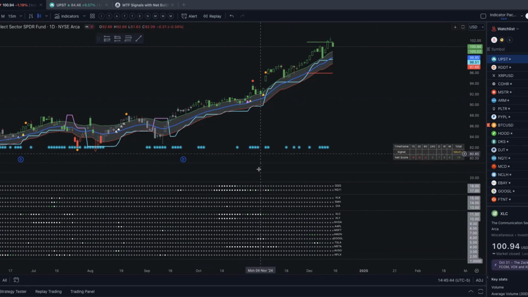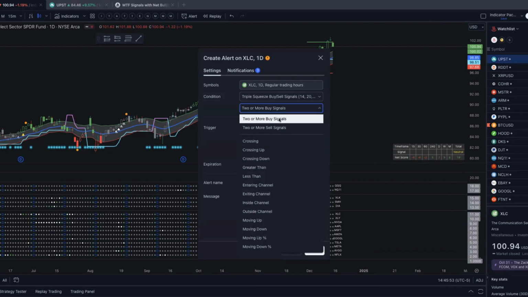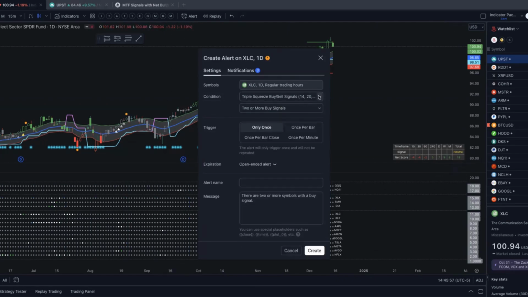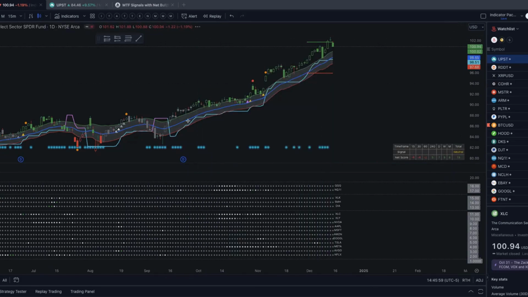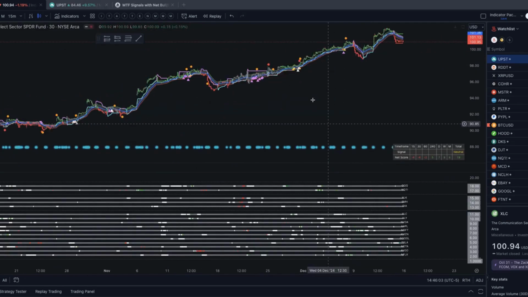And so this makes it really easy. And then let's say you didn't want to have this on your chart all the time. Go to the alerts. We've got the alert functions, two or more buy signals. It will trigger you or tell you when there are two or more buy signals on different stocks for this time frame, and this works for literally any time frame. Okay, so it works for any time frame.